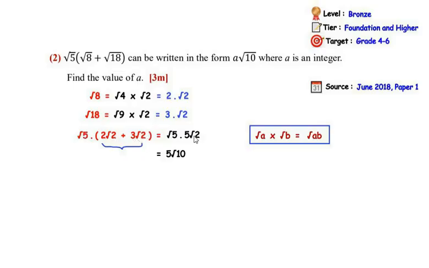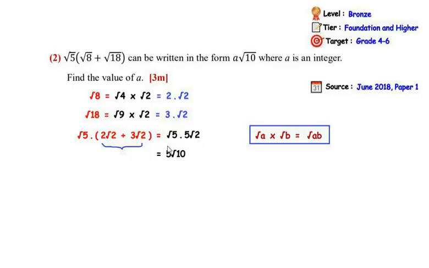Now once we have got this, we have to use another rule, that is square root of a times square root of b will be equal to the square root of a times b. So here we can see that we have square root of 5 times square root of 2. So we get 5 times, now square root of 5 multiplies with square root of 2, giving us square root 10.